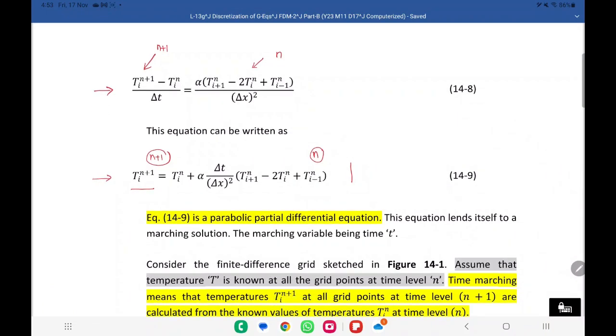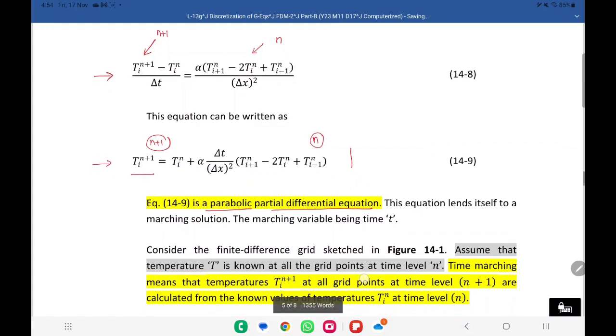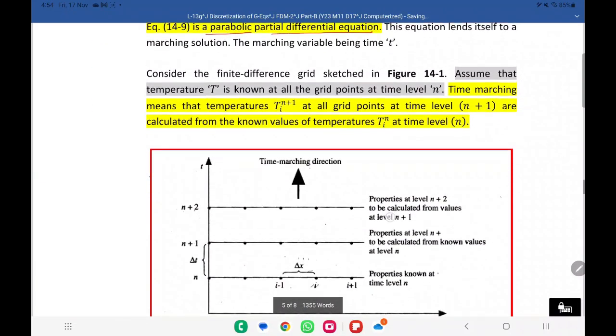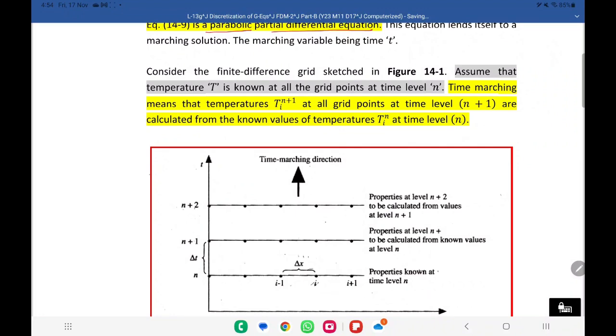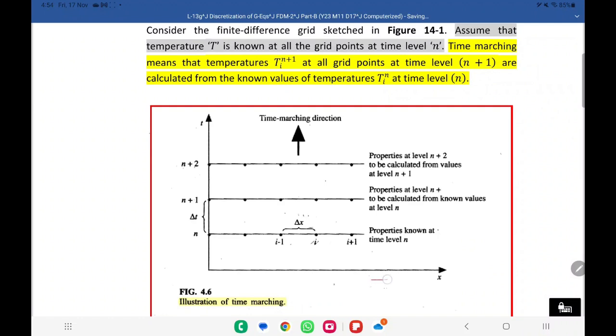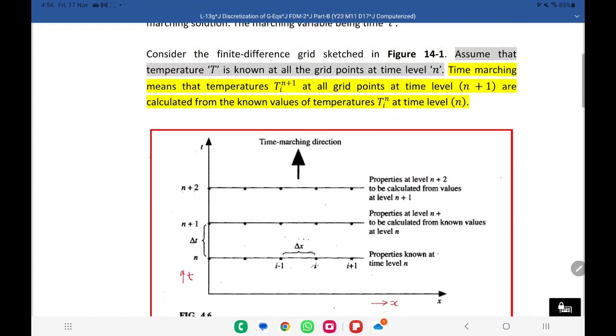So if you look at this equation, this is an explicit formulation, right? This is called a parabolic partial differential equation. There is a name for this. It's called parabolic equation. Okay? Now we can see it from here on the grid graph. Suppose T is the temperature, this is your x-axis, right? This is your time step, right? And T is the unknown temperature.